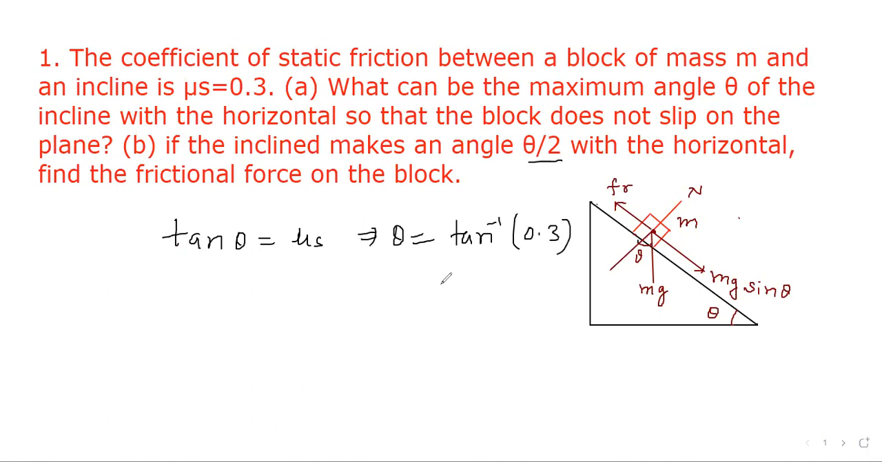tan inverse 0.3. Now, if theta changes to theta by 2, then we have to find out what the friction is. So friction is equal to mg sine theta. So friction will become mg sine theta by 2 when theta changes to theta by 2.